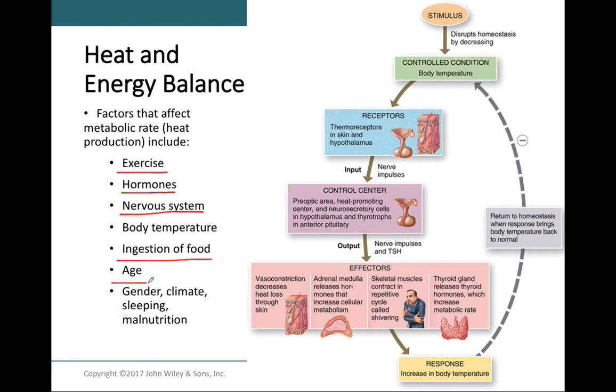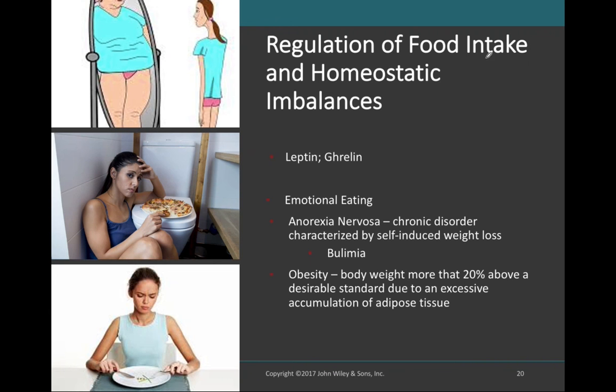As well as our age, there are many other factors that will actually affect our basal metabolic rate, such as how much we're sleeping, what our nutrition is, and even the climate that we live in. By increasing metabolic rate, more heat's going to be produced by our body, and therefore that will restore our body temperature back to normal.